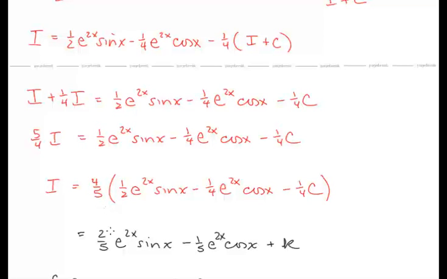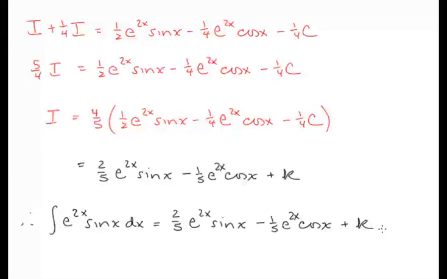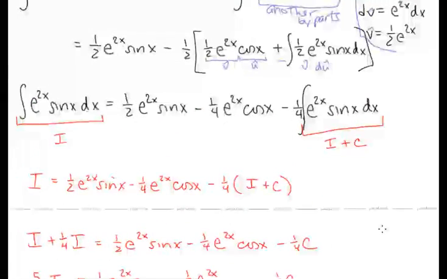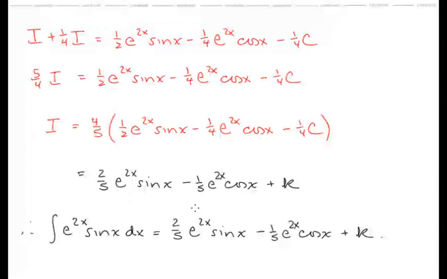And so what we're left with is 2/5 e to the 2x sine x minus 1/5 e to the 2x cosine x, and then let's just call this constant here k. And so that is a solution to the integral. And this is how you work a circular by parts problem. When you see your starting integral show up on the right-hand side, you want to call that I, and here I plus a constant, and then collect your I's to one side and solve for it. And with this, we'll conclude our lesson on integration by parts.